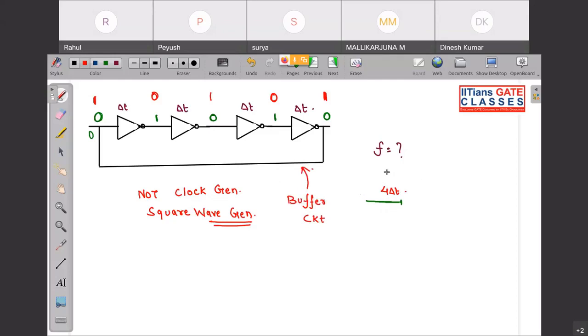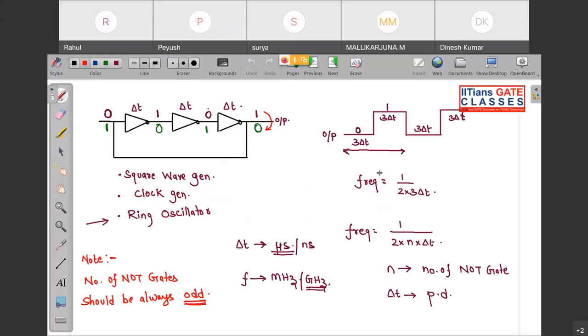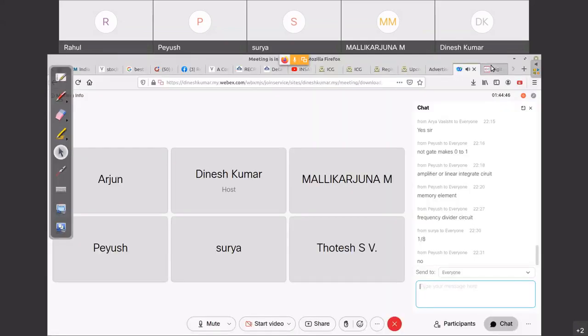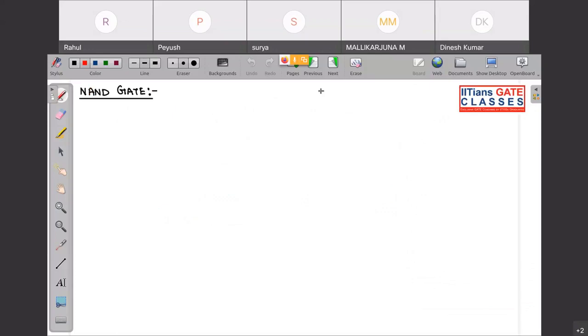Any doubts? Any doubts, anyone? You want to ask anything? Okay, so now then let us move to your NAND gate. Okay, NAND gate. So now NAND gate is what? It is basically your universal gate. Now why is it called universal gate? We will see.